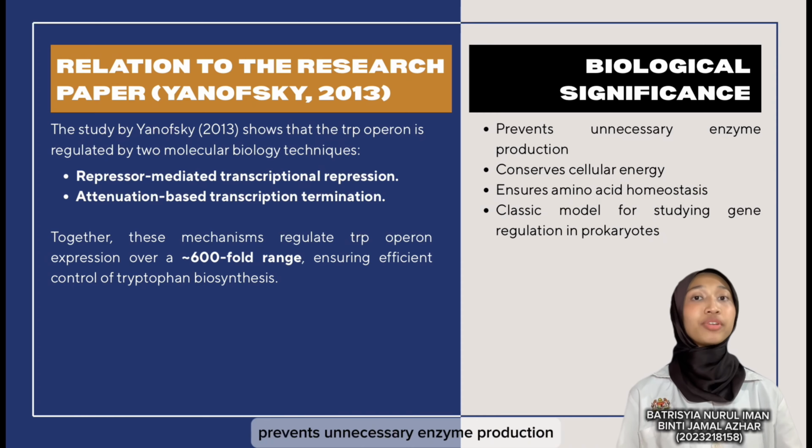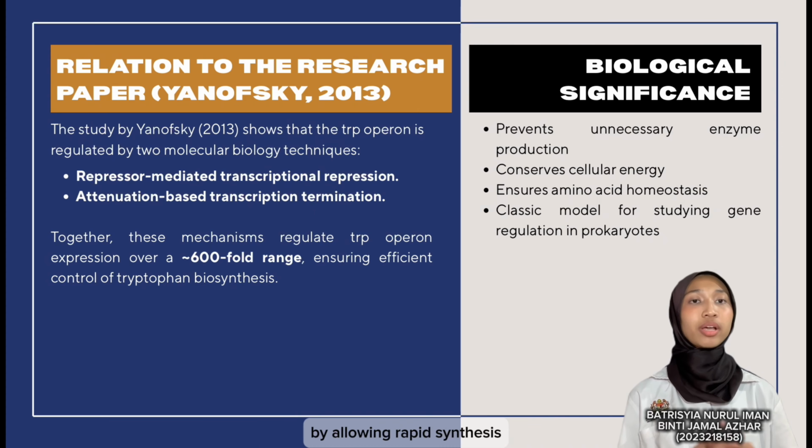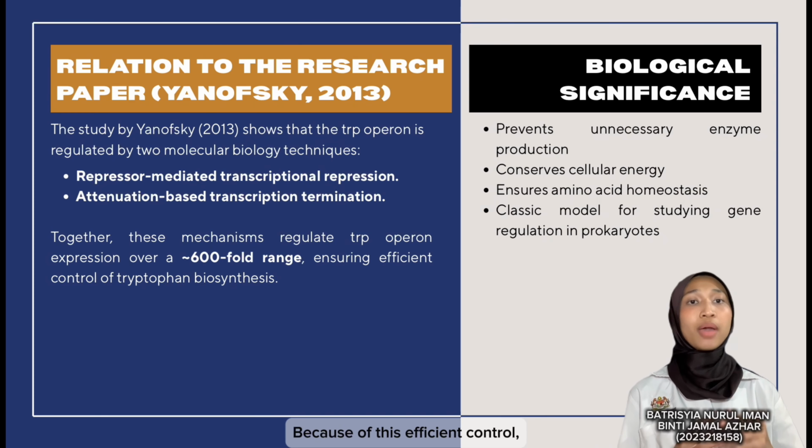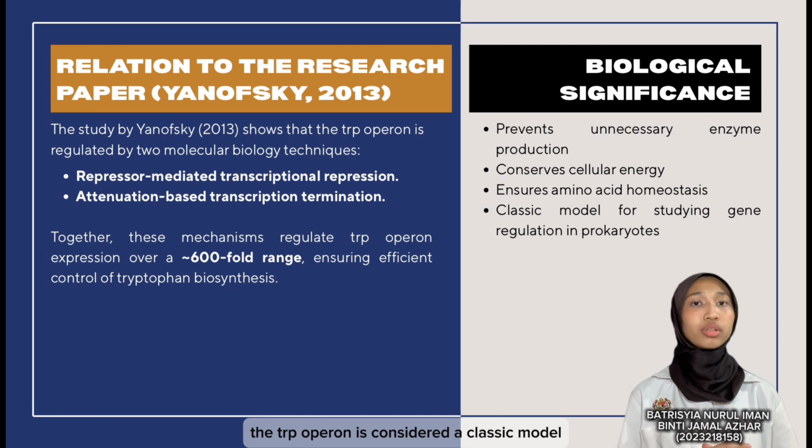This tight regulation prevents unnecessary enzyme production when tryptophan is abundant, which helps conserve cellular energy. It also ensures amino acid homeostasis by allowing rapid synthesis of tryptophan when intracellular levels are low. Because of this efficient control, the TRP operon is considered a classic model for studying gene regulation in prokaryotes.